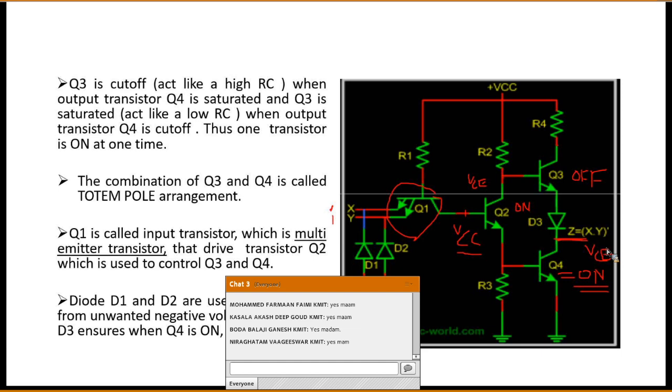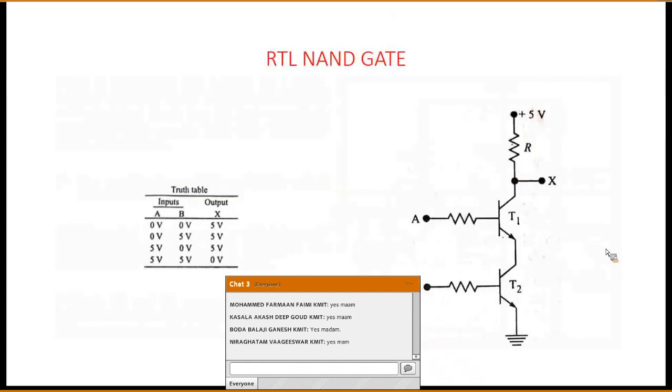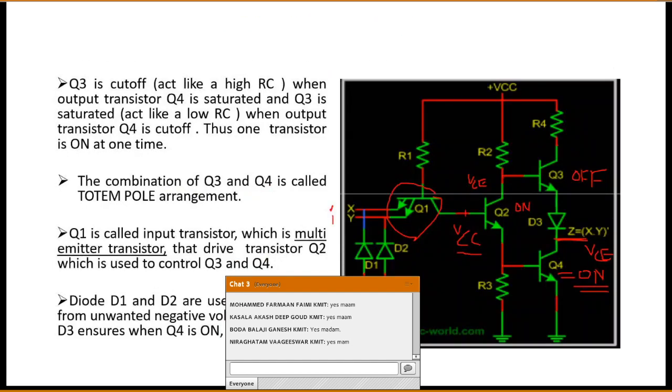So we'll see the truth table of NAND. When 1 and 1 are given, output is equal to 0. See here, when 1 and 1, 5 volts and 5 volts, are given, output is equal to 0 volts. Don't get confused, very simple. I am explaining once again.